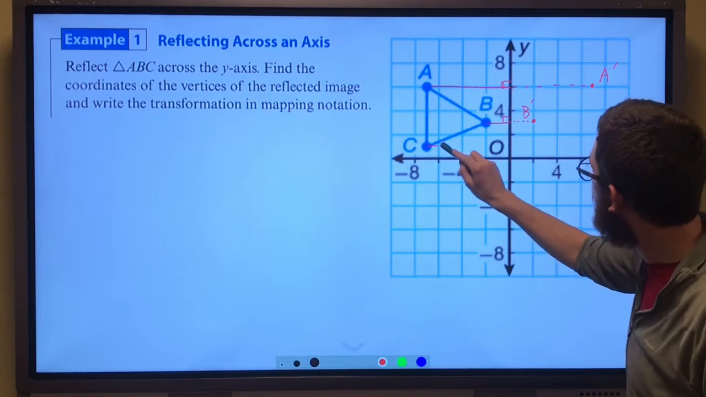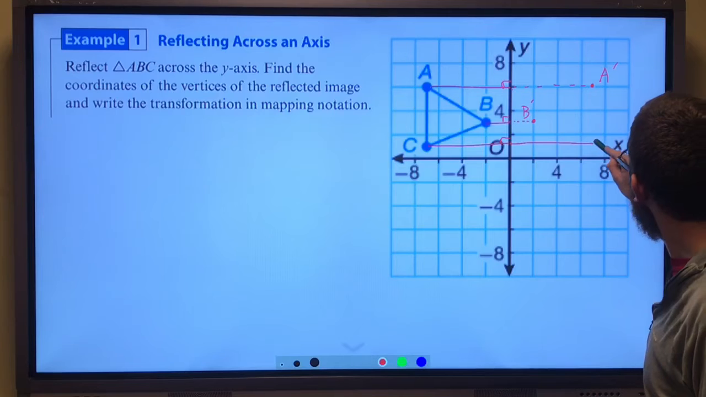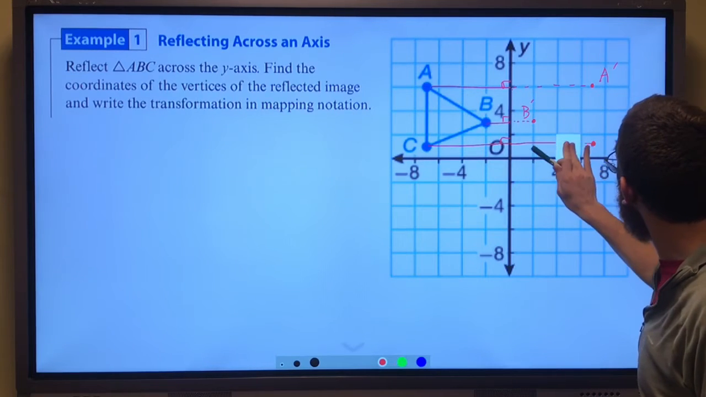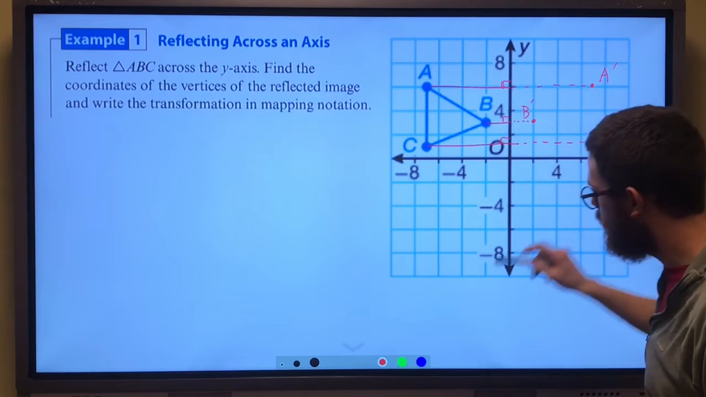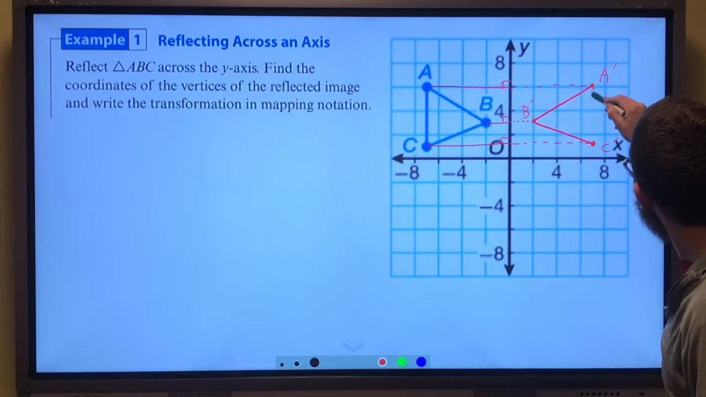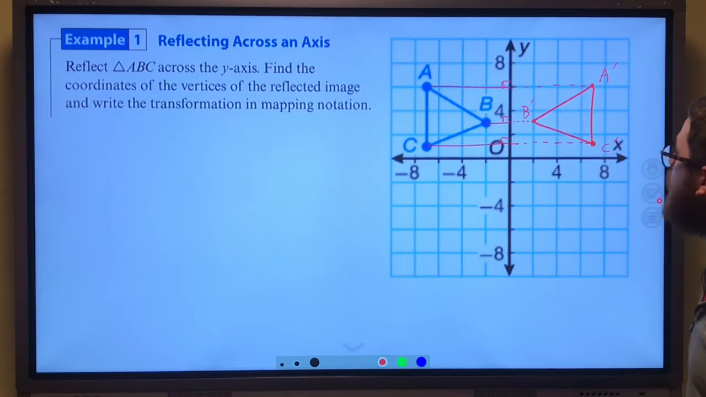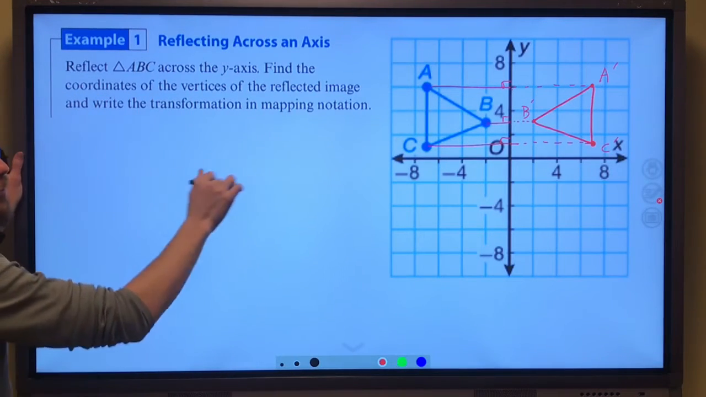And C is 7 units away, so we go 7 units away. I've been doing dashed lines, so I'm going to keep that going. And there is C prime right there. If we connect these, we get our reflected triangle A prime, B prime, C prime. We're going to see what's going on here.